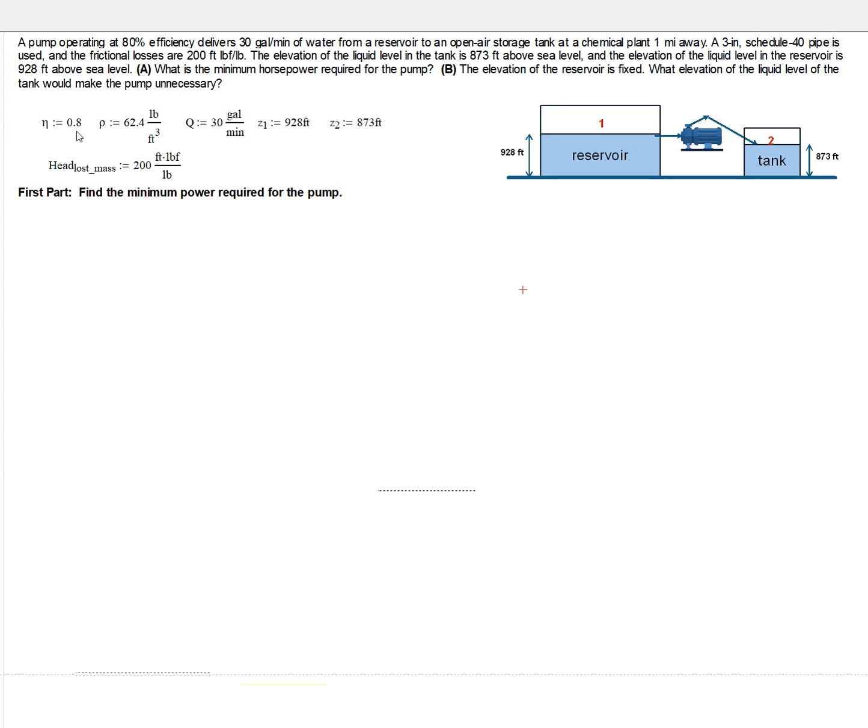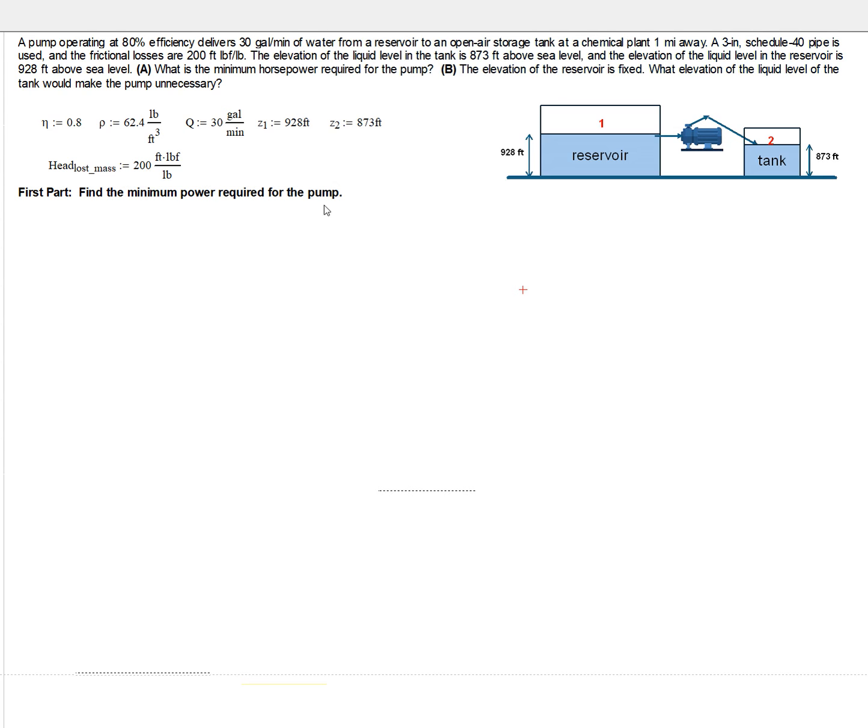So we've got some information here. An 80% efficient pump, using a nominal density of water of 62.4 pounds per cubic foot. Our flow rate, our elevations, our head losses. Notice that these are on a mass basis, and in our Bernoulli equation we prefer to use a weight basis, so we're going to have to do a unit conversion there.